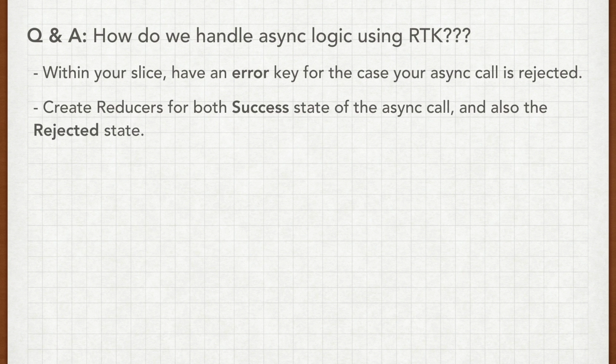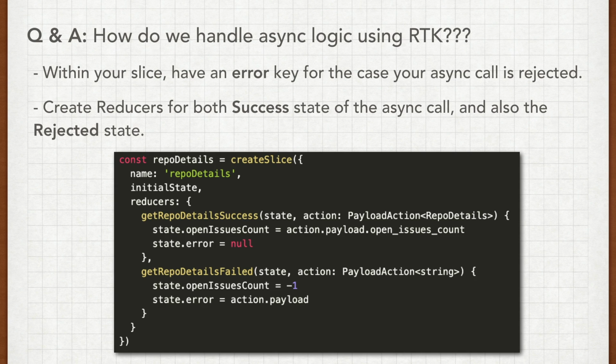So after you have done that, create reducers for both the success state of the async call and also the rejected state. An async call could either be a success, meaning we have successfully fetched the data correctly, or it could be rejected. Maybe we got a 404 or 500 or whatever, then we have a rejected situation. So we've got to manually create reducers for both situations. So here is an example.